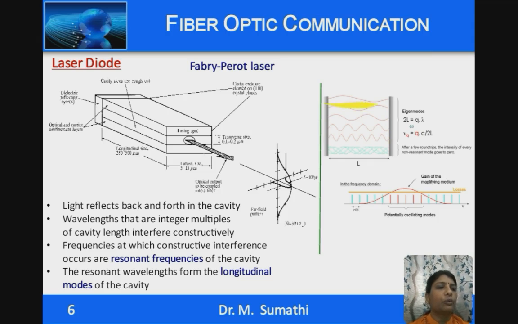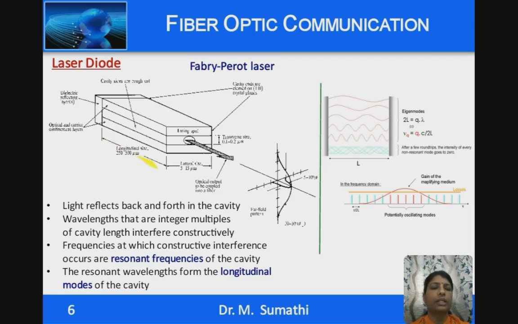gets reflected to and fro, and those frequencies which are integral multiples of the cavity length interfere constructively and a gain occurs, and they result in resonant frequencies. The other frequencies interfere destructively and lose out gradually. There are multiple such wavelengths which satisfy the condition. These resonant wavelengths form the longitudinal modes of the cavity. The rest of the frequencies gradually die out because of destructive interference.